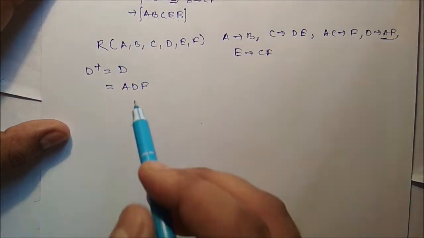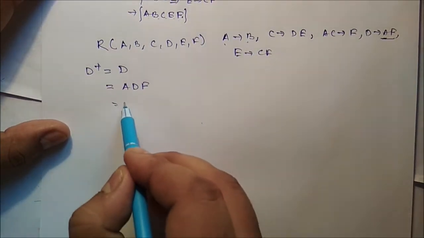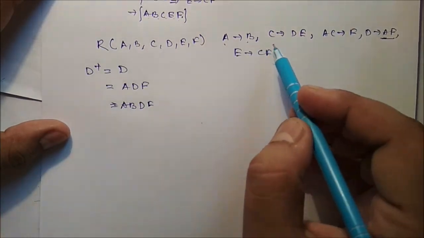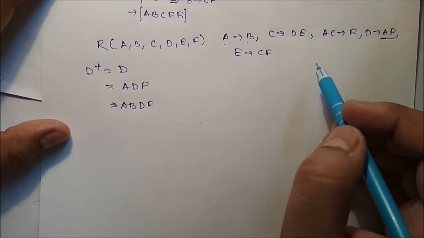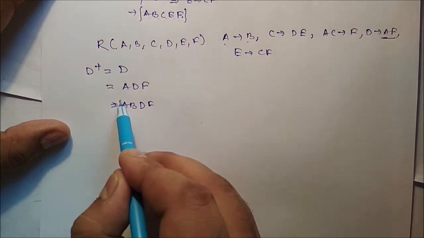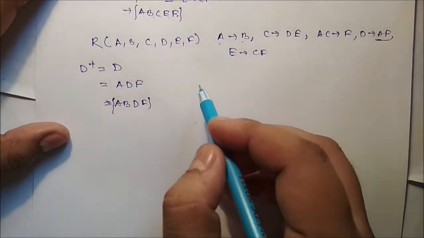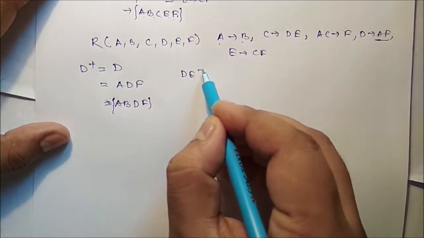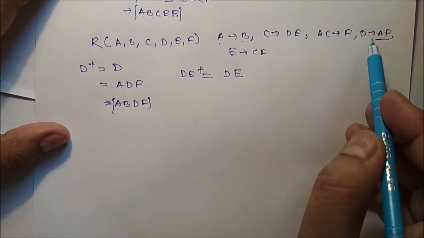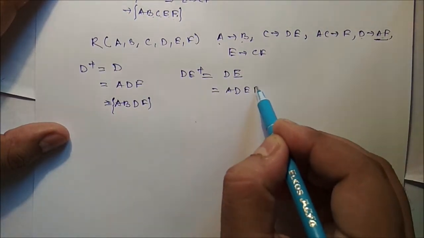Are you getting this? Now if we can identify A, we can identify B also. So D closure is: using D we can identify A, B, D and F. Similarly, what will be the DE closure? Using DE we can identify DE, and if we know D, we can identify A and F. That means we can write A, D, E and F. We just write in alphabetical order.